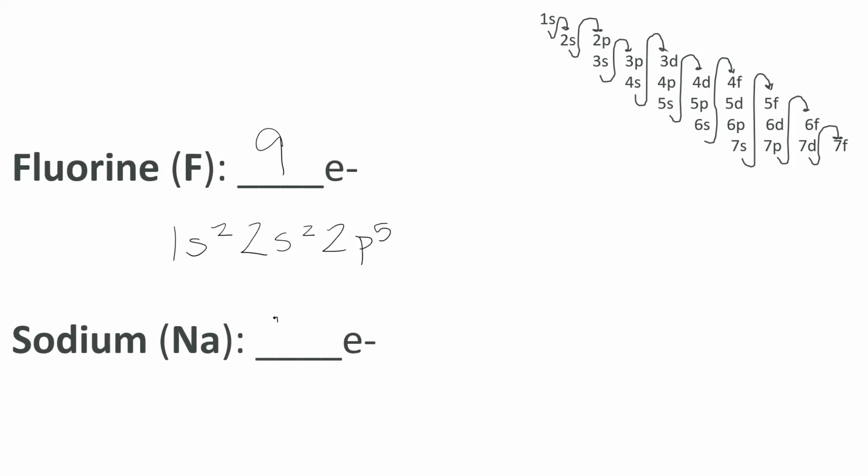So sodium's atomic number is 11, 11 electrons. So I have 1s2, 2s2, 2p6, that gives me 6, 7, 8, 9, 10. P can only hold up to 6, so I'm right here. I have to go down to 3s, and I only need one more. 1s2, 2s2, 2p6, 3s1. 2, 4, 10, 11.